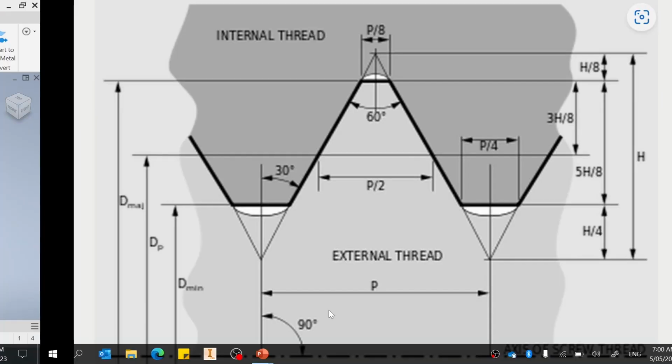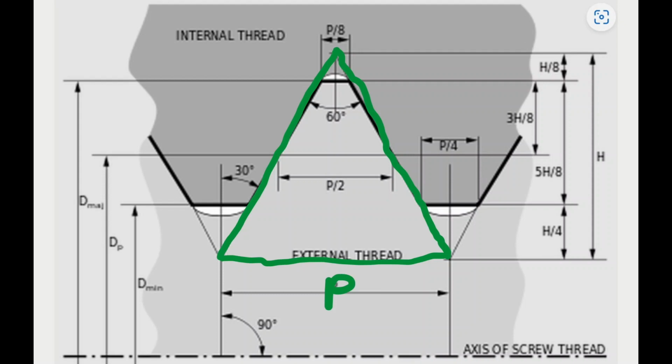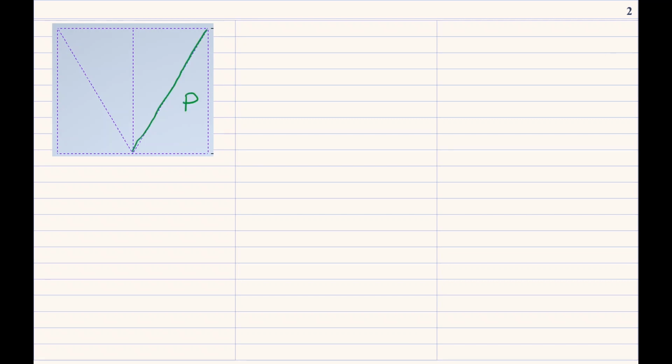So for the thread profile, we'll be following International Standard 68-1, where the thread profile is based on an equilateral triangle where all sides are equal to the pitch. Other measurements are taken from the height, which we're not given. We need to calculate the height of this equilateral triangle. Knowing that all sides are pitch, the base of the triangle will be half of pitch, p divided by 2, and we're looking for the height.